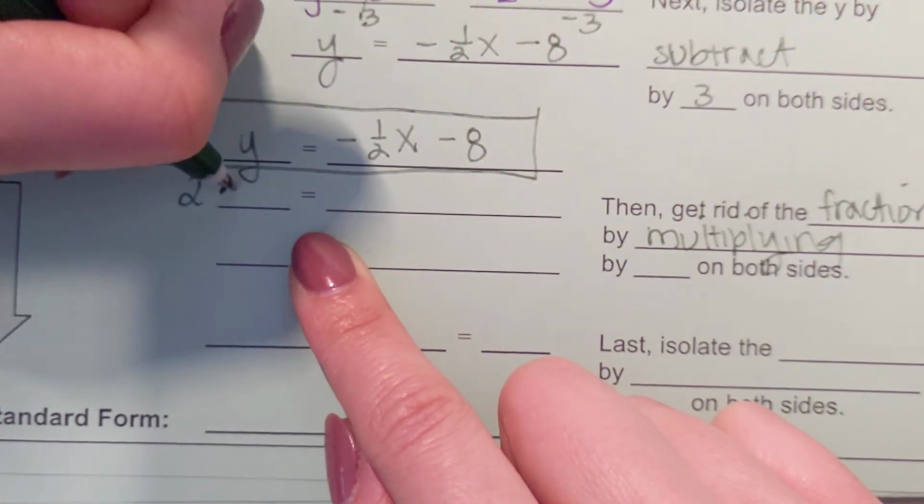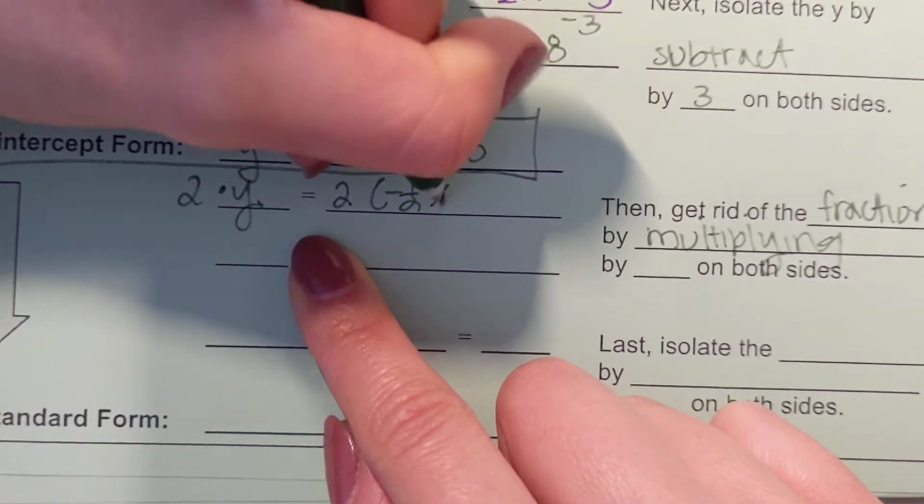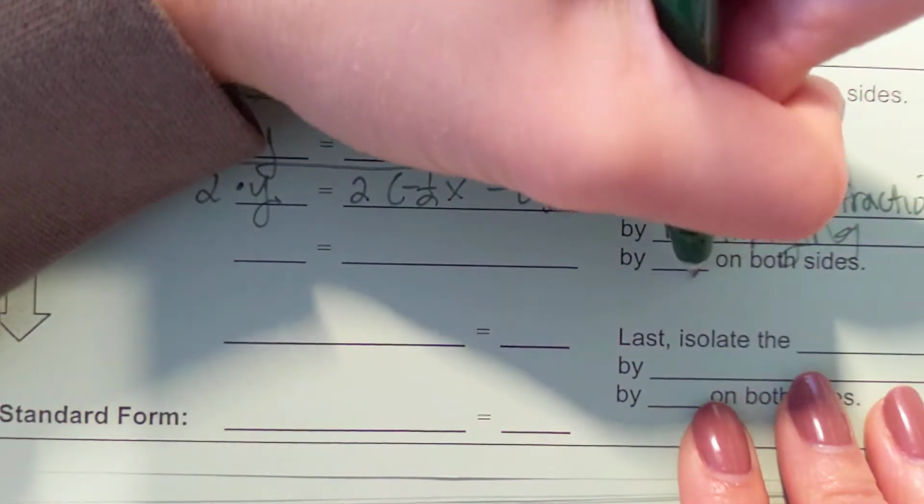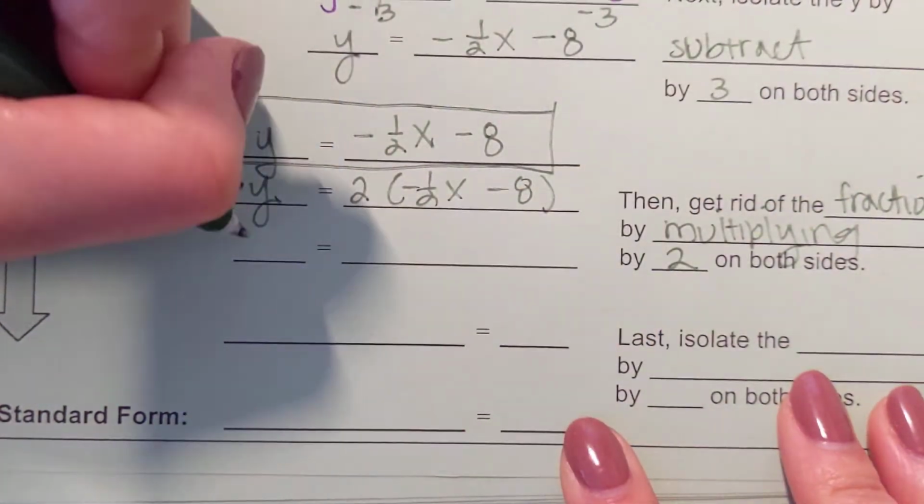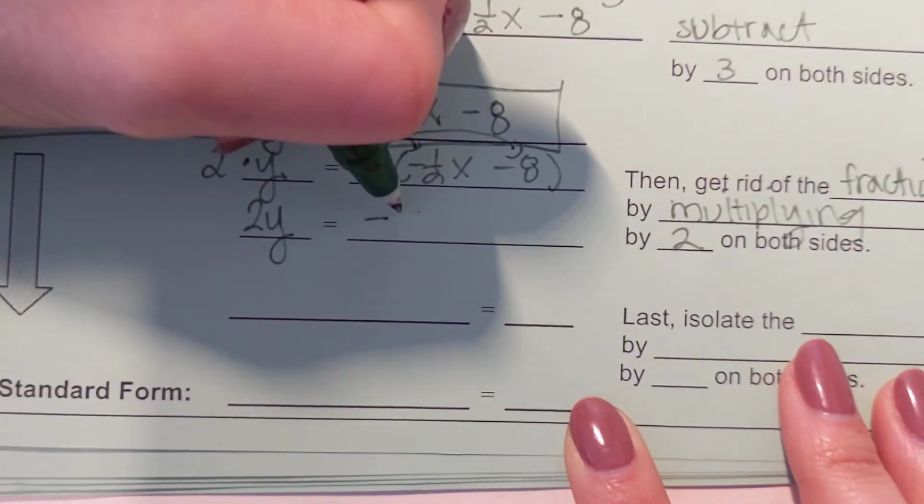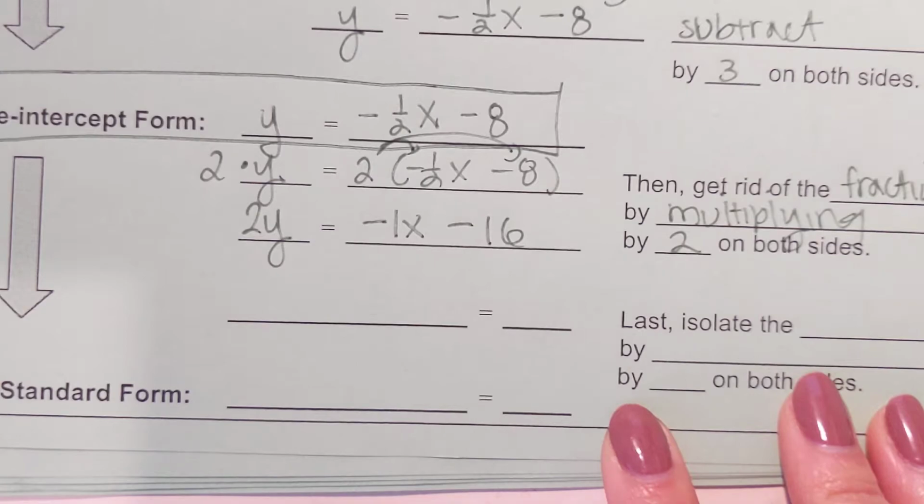So I'm going to do 2 times y, and I'm also going to do 2 times negative 1/2 x minus 8. So multiplying by 2 on both sides. I'm going to have 2y here on the left. When I multiply this, I will have negative 1x minus 16. We're almost there.